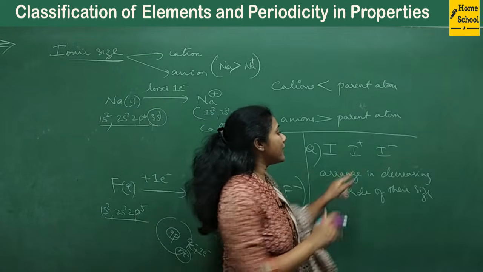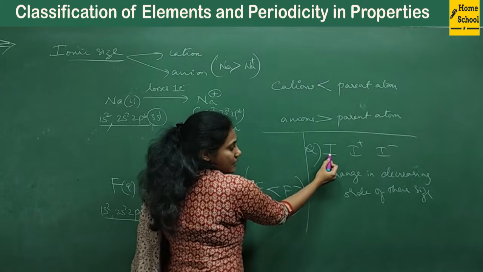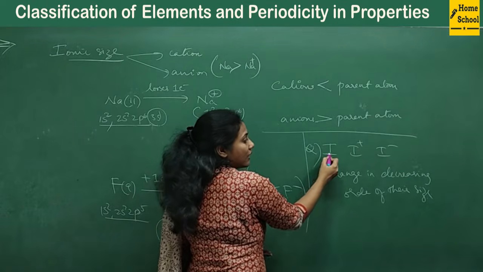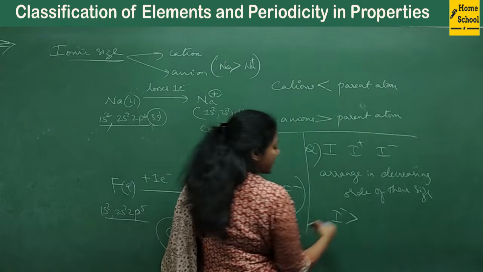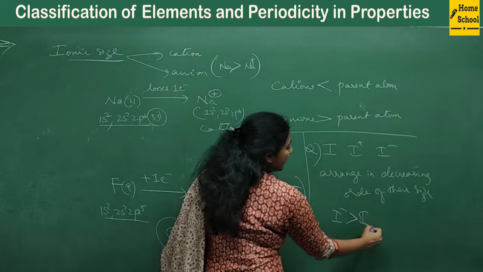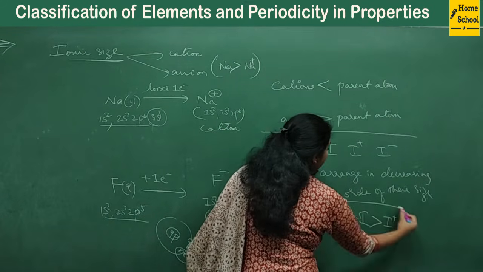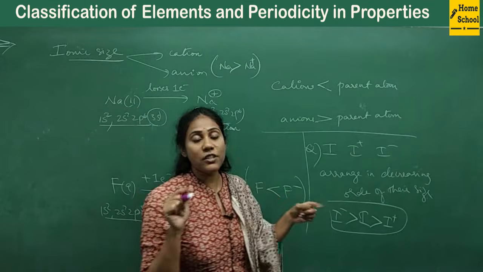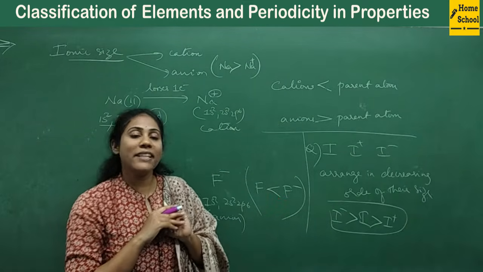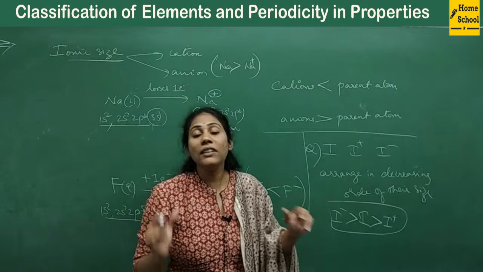So who is bigger here? I already told you anions are bigger than the parent. This is the parent iodine, the neutral one. This is the cation, this is the anion. Always I minus is greater than the neutral one. This is greater than I+. So this is your correct order, right? So this kind of question you can expect for your competitive examination. So this is how questions can be asked on ionic size.